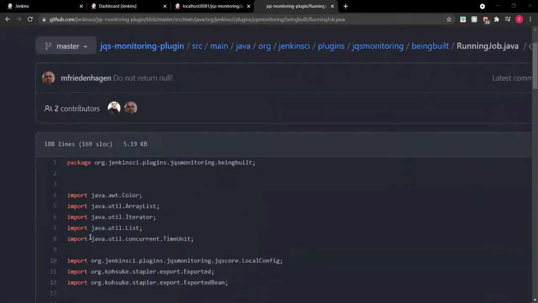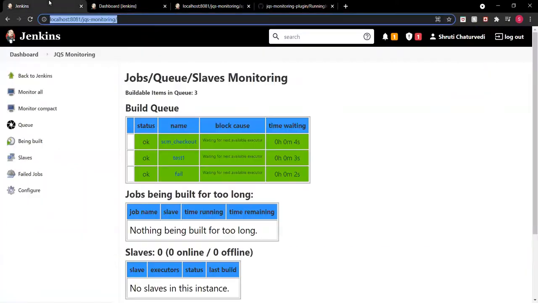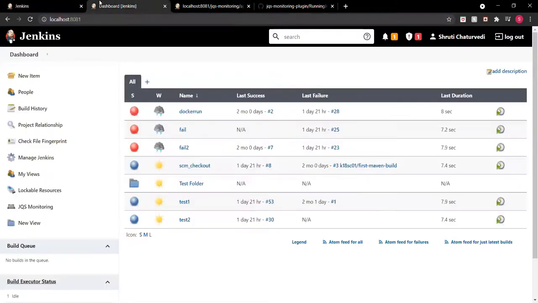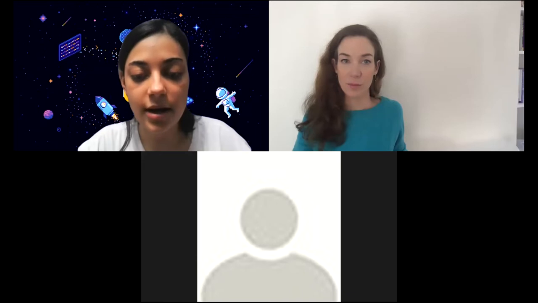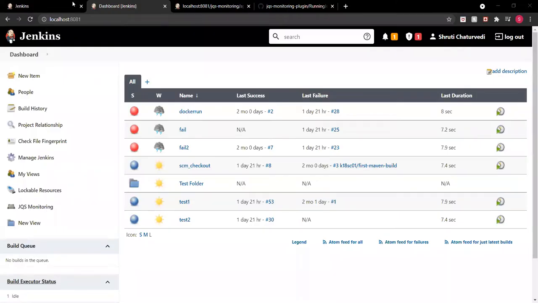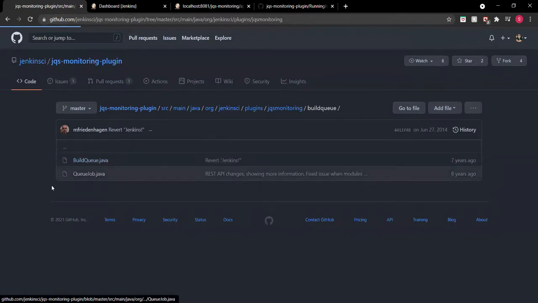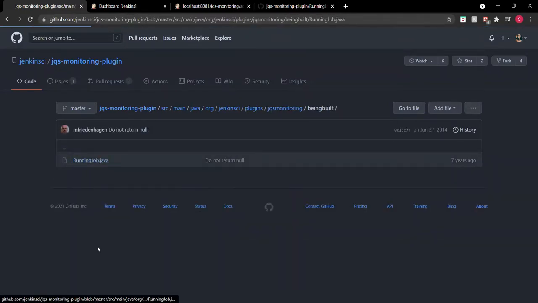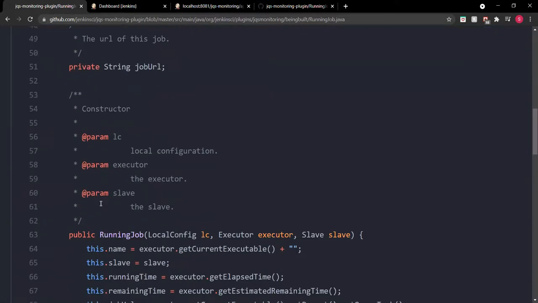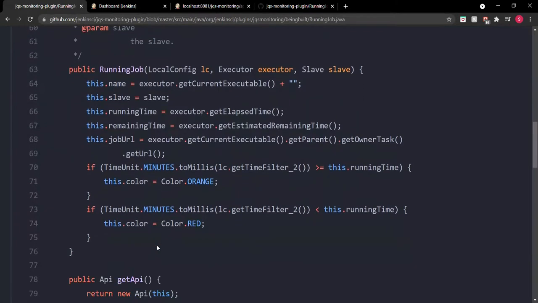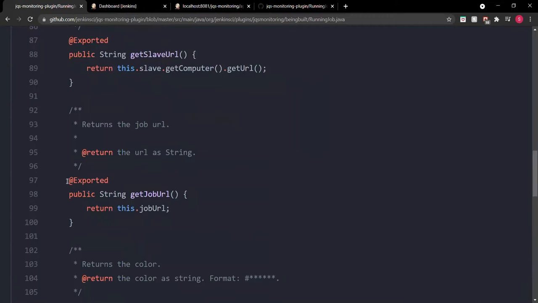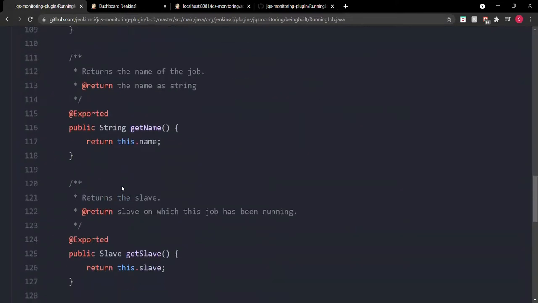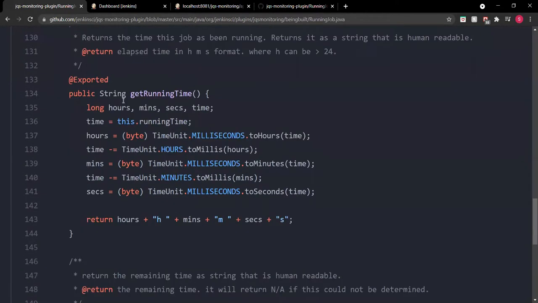So this is the implementation that we were looking at earlier. It's basically getting all of this information again from the executor, or whatever is executing it, and then using annotations, putting all of this information onto the XML.